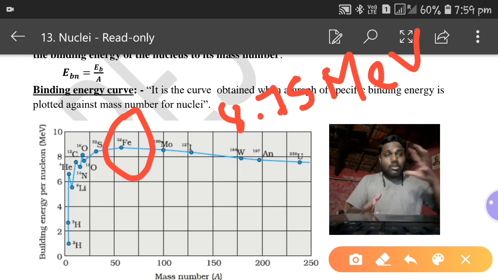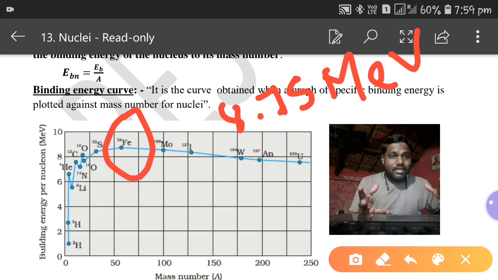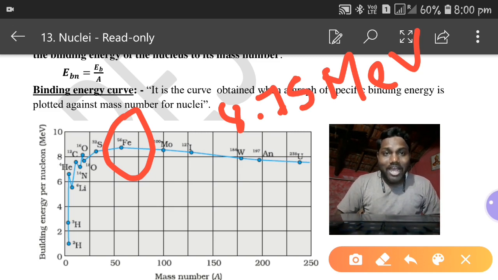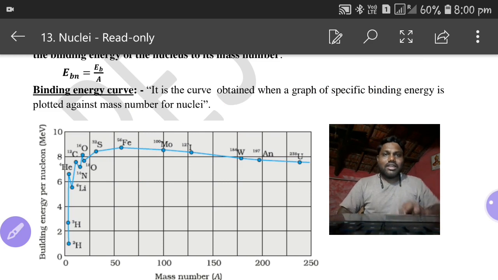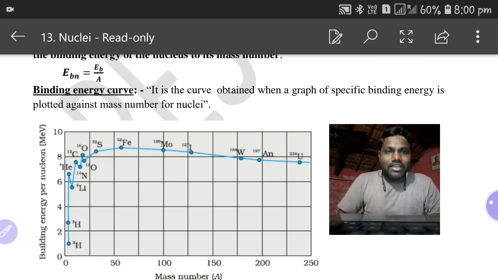That means a large amount of energy is required to break the nucleus of iron. If a large amount of energy is required to break the nucleus of iron, that means it is more stable in nature. So is this clear? Iron has a specific binding energy of about 8.75 mega electron volt, and it is the highest amongst all the elements. Therefore, iron is more stable in nature. So this is one more important characteristic of the binding energy curve.